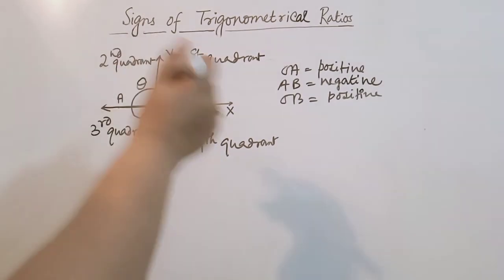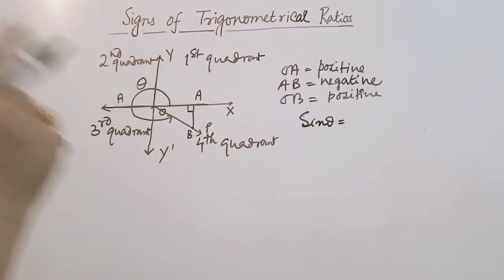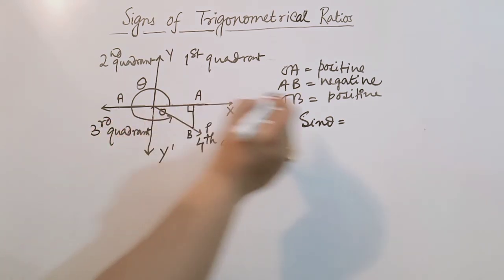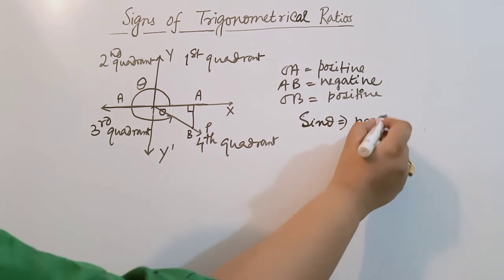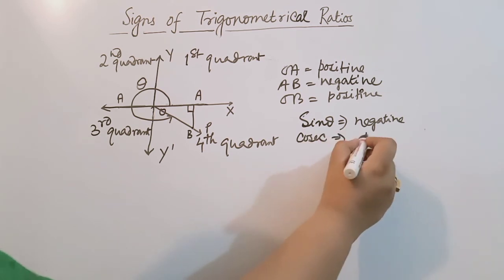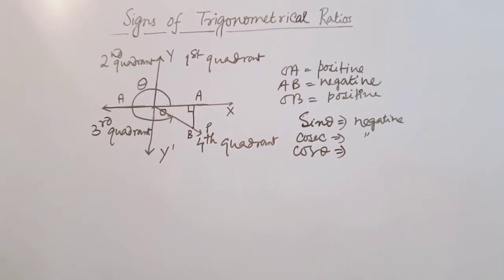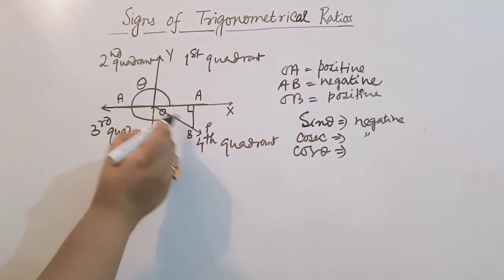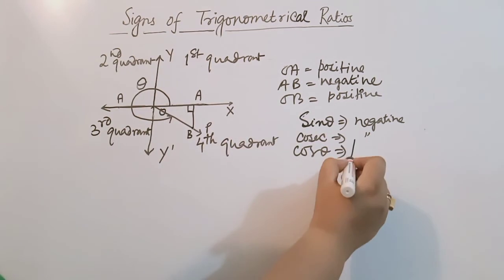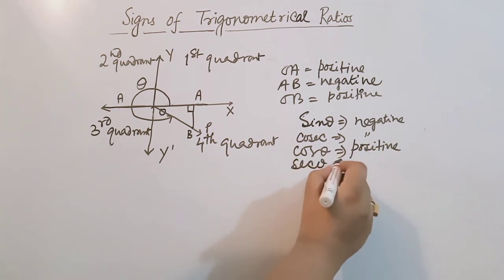So here if we consider sine of angle theta, then what will it be? Perpendicular by hypotenuse. Now this one is negative but the hypotenuse is positive. So negative by positive will give us negative sine. And so cosec will also be negative. Now if we consider cos theta, base by hypotenuse, so OA by OB. Now OA is positive, OB is always positive we know. So positive will give us positive. So sec theta is also positive.